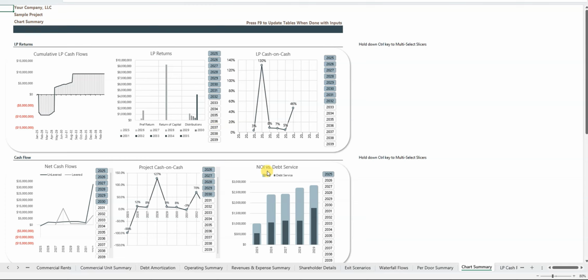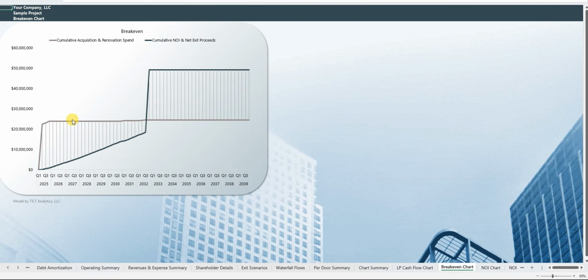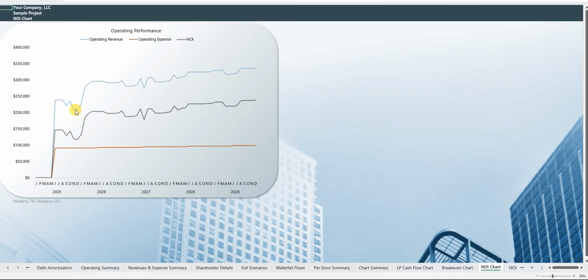On the charting side of things, there are some charting summaries. Also a nice chart for the LP cash. You see they put their money in, their outstanding balance. There must be a refi here, and then continued operations, and then the sale. A break-even chart showing money into the project and money coming out of the project. A look at the NOI, which factors in your tenant downtime and abatements and everything else. So some pretty good charting here.